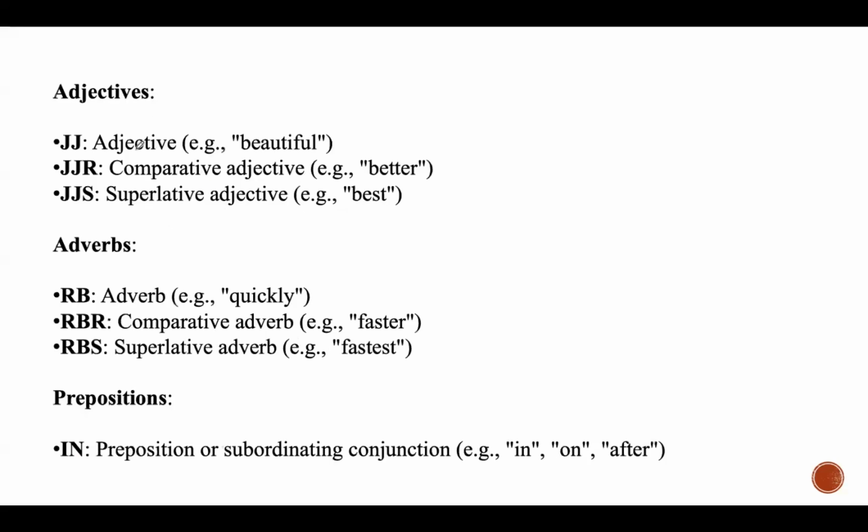Then adjectives. So a simple adjective is JJ. Example is beautiful. Second, we have comparative adjectives denoted with JJR. Example is better. Then superlative adjective is represented with JJS. And we have a set of adverbs. So a simple adverb is represented with RB, comparative one with RBR, and superlative adverb with RBS. And prepositions, it's like in, on, after. So all of them fall under this preposition, and the notation used here is IN.